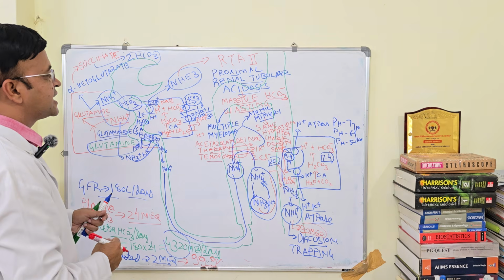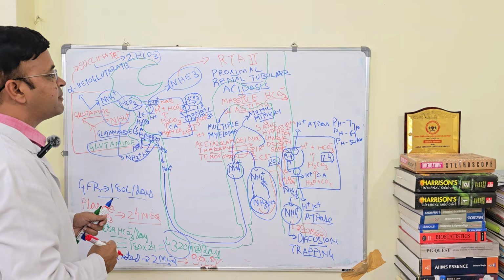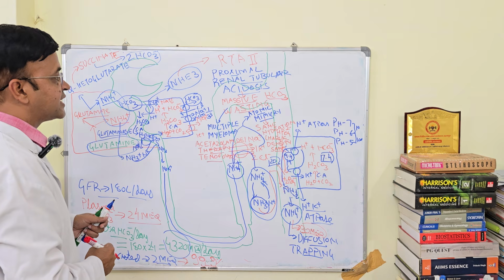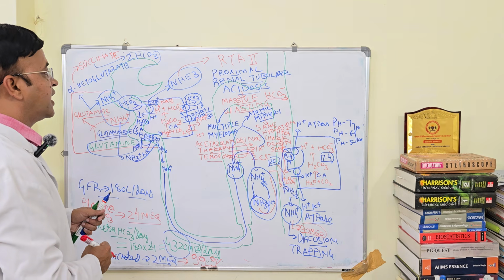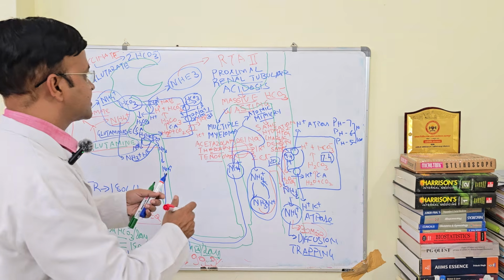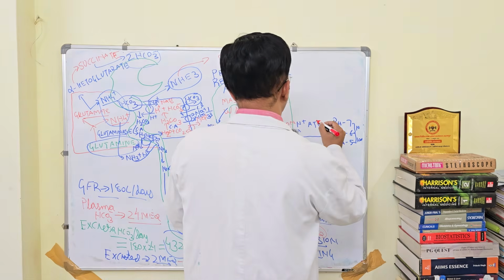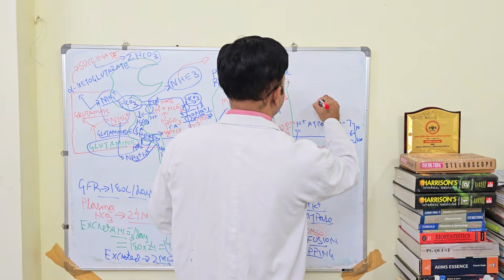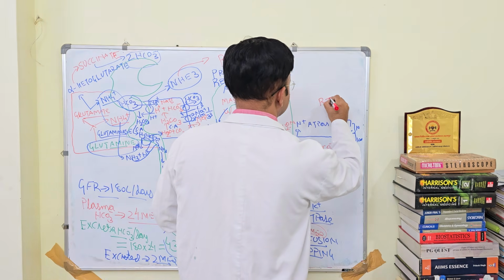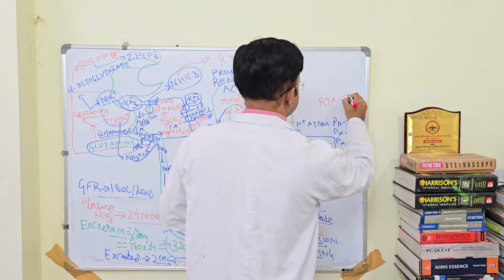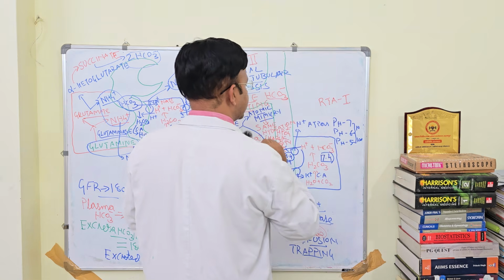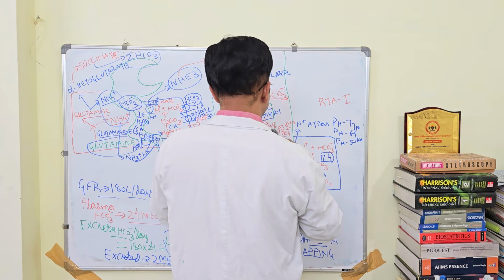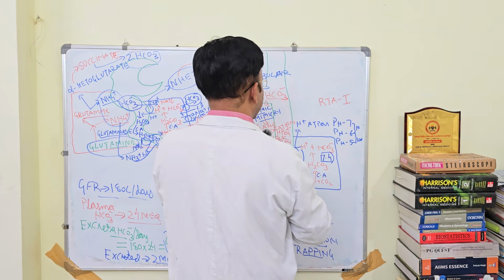Now what happens in renal tubular acidosis type 1, right? That is your distal renal tubular acidosis. Okay, now we will write over here RTA1. Right, this RTA1 or distal renal tubular acidosis.